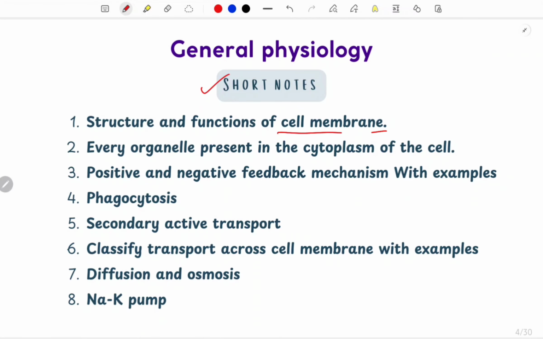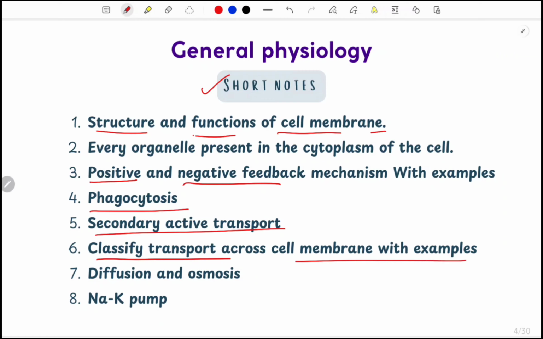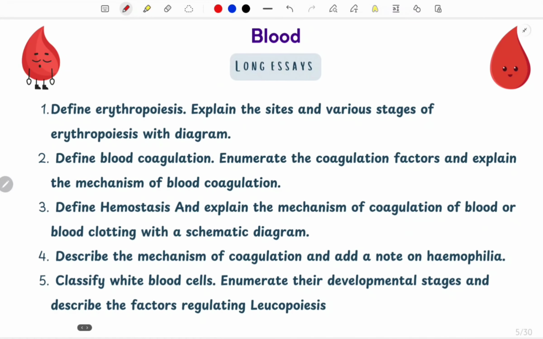First, it's about the cell membrane again, where we have to write the structure and functions of it. Then every organelle can be asked individually as a 5-mark question or 2-mark question. And then the positive and negative feedbacks again can be asked separately as 5-mark question with examples. The next question can be phagocytosis. The next one is secondary active transport. Classify transport across cell membrane with examples, and then write about diffusion and osmosis and also about sodium-potassium pump. Alright, these are the short notes in general physiology.